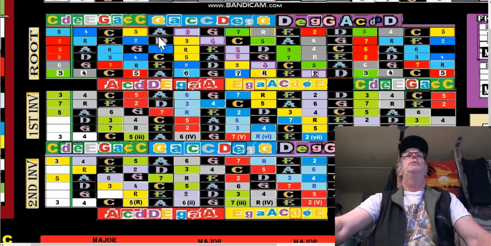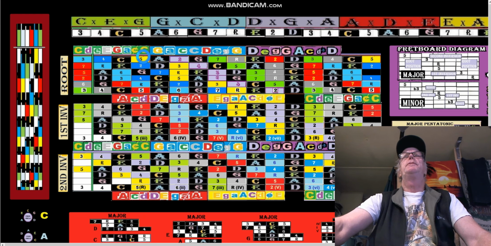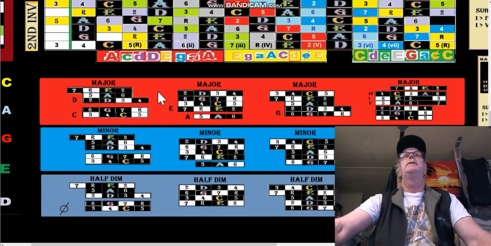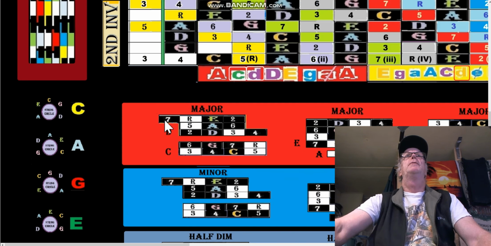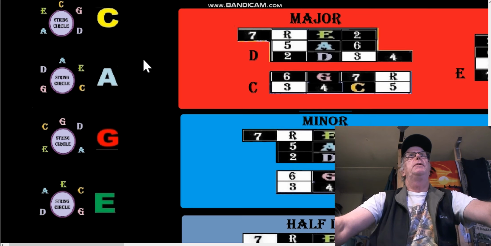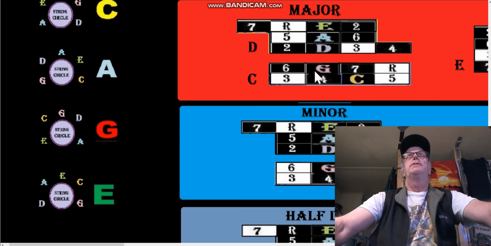If we remember from yesterday's lesson, we mostly had this going on, where we're going around the cage circle. So if we were in the C cage, we're going to start on the C string shape, and we'll go C, G, D, A, E. We've got a C string shape, G string shape, D string shape, A string shape, and E string shape.